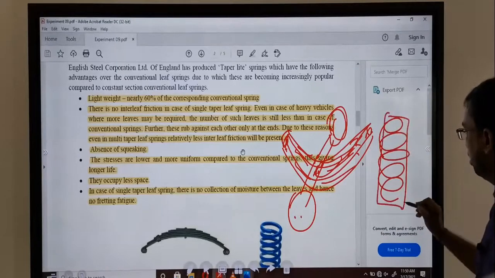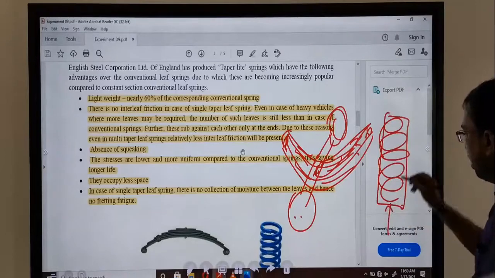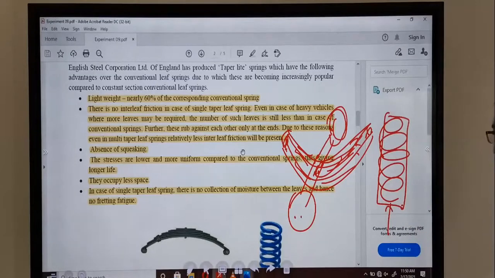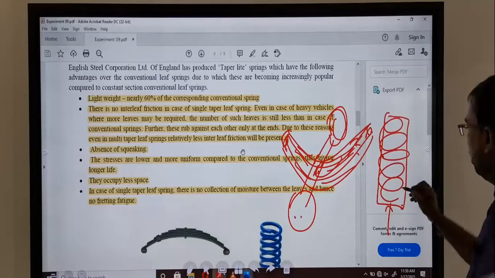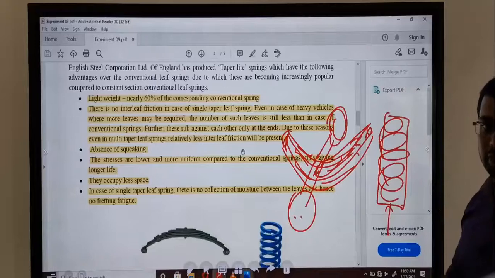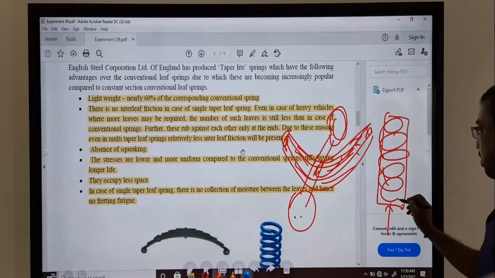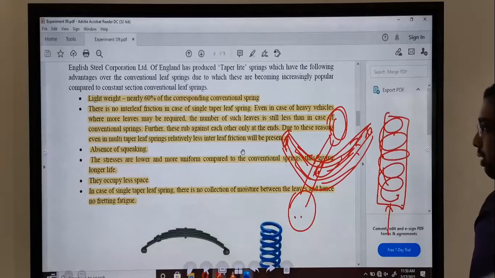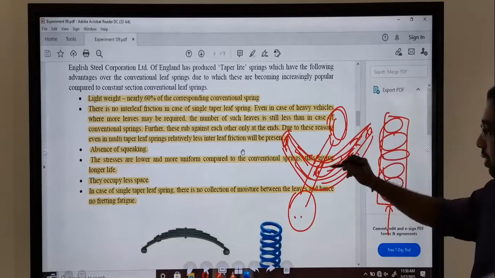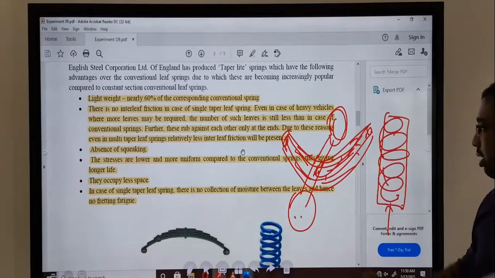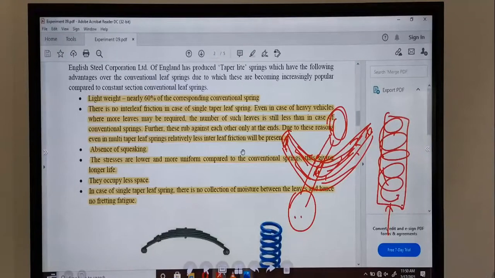When we absorb any stress or vibration, what will happen? With this type of arrangement, the stress is not uniformly spread. That's why this type of leaf spring gives a longer life, which means durability.